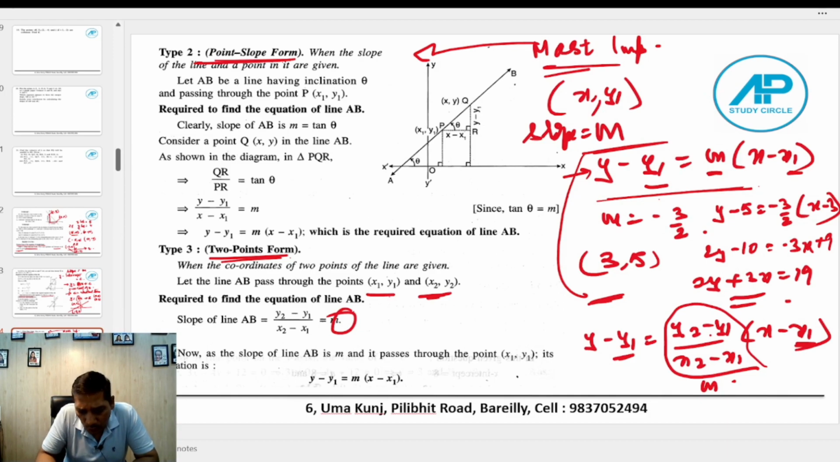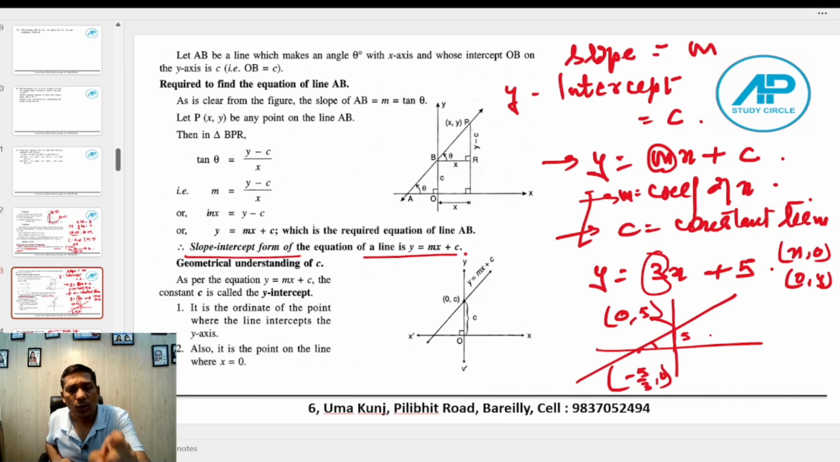So ultimately the minimum requirement for making an equation of a line is the slope of the line and intercept, or slope and one passing point, or two passing points. So if slope is given and y-intercept is given, I can use the slope intercept form y equals mx plus c.